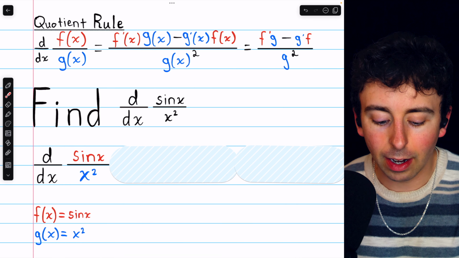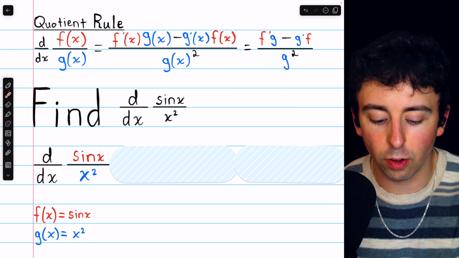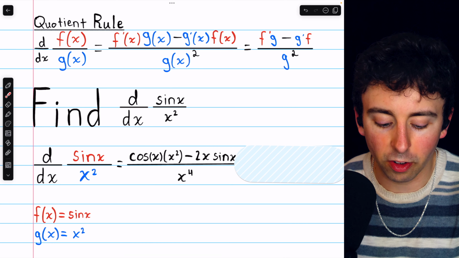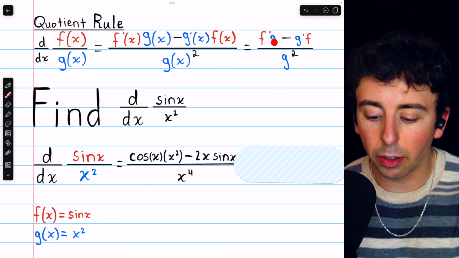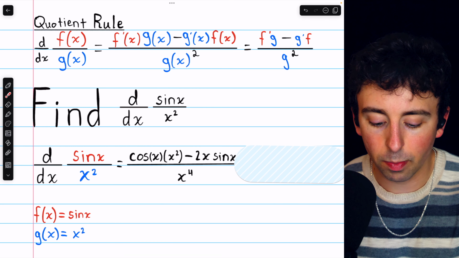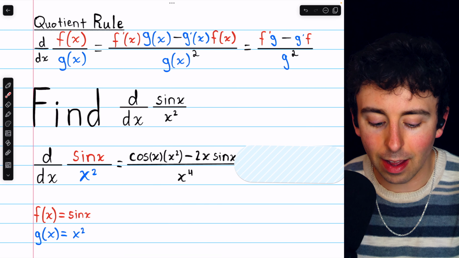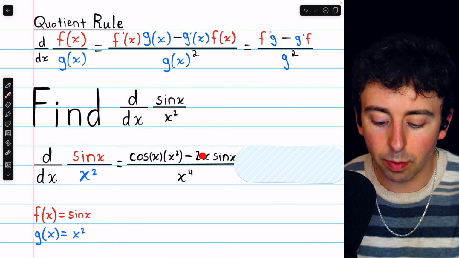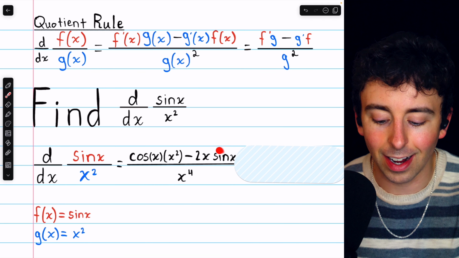The derivative of sin x over x squared, beginning with the numerator, is f prime g minus g prime f. F prime is the derivative of the top function sin x, and the derivative of sin x is cosine x. We then have to multiply that by g, the denominator, so we multiply by x squared. Then subtract g prime times f. G is that function in the denominator, x squared. So g prime is the derivative, 2x. Multiplied by f, which is sine x.